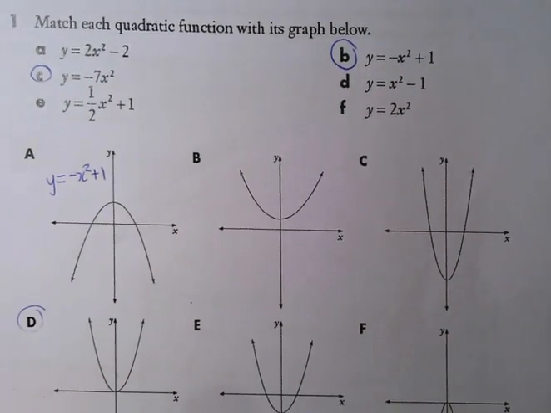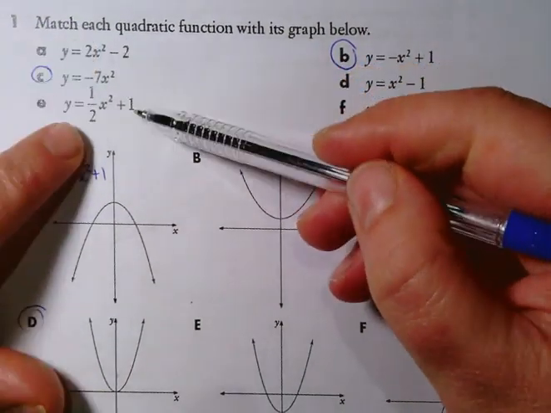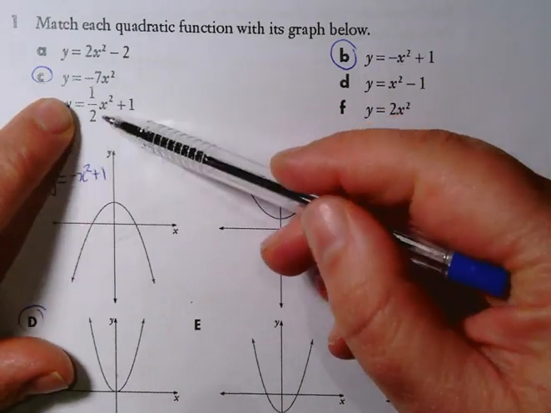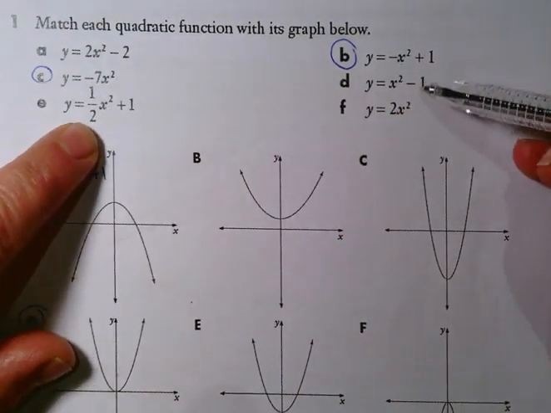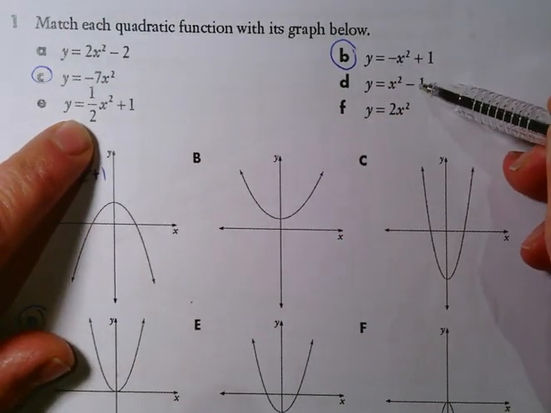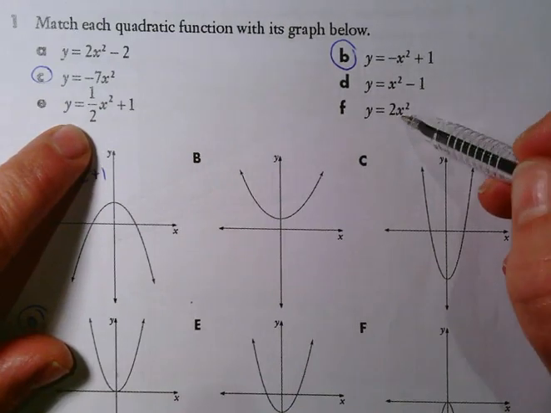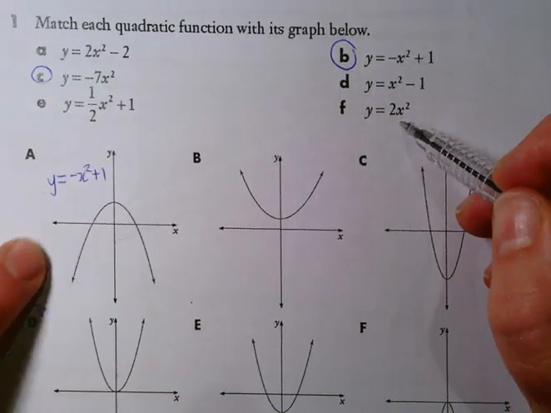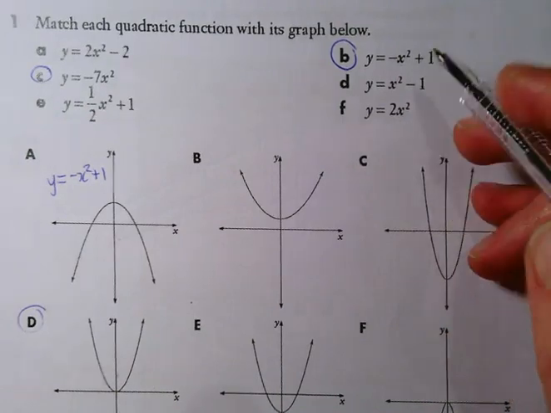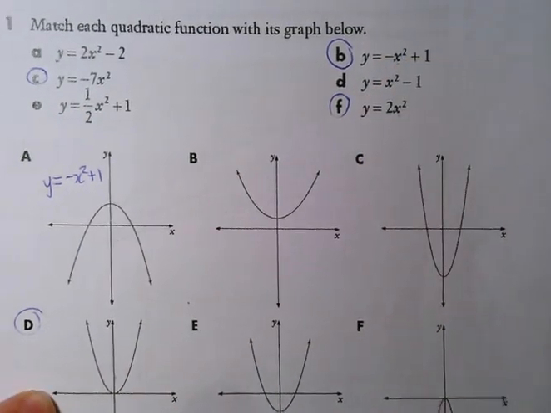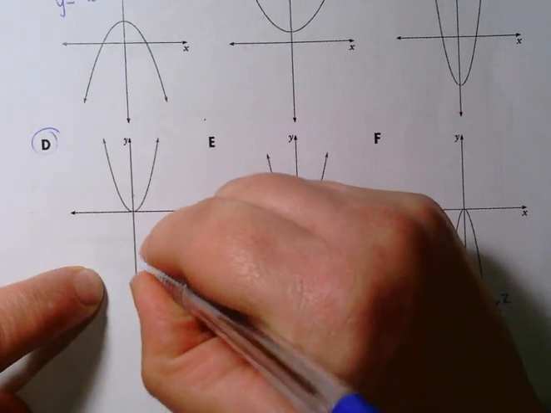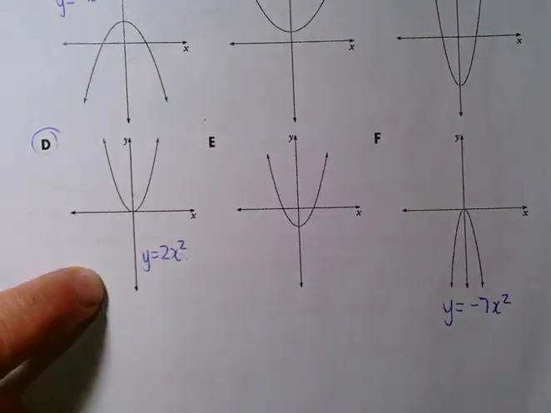So concave up, this looks like it's shifted down. This looks like it's shifted up and it's wider because it's half x squared. This is shifted down, and this hasn't been shifted up or down. So it's just y equals 2x squared. It's a little bit steeper, but it hasn't been shifted up or down. So this graph here should be y equals 2x squared.